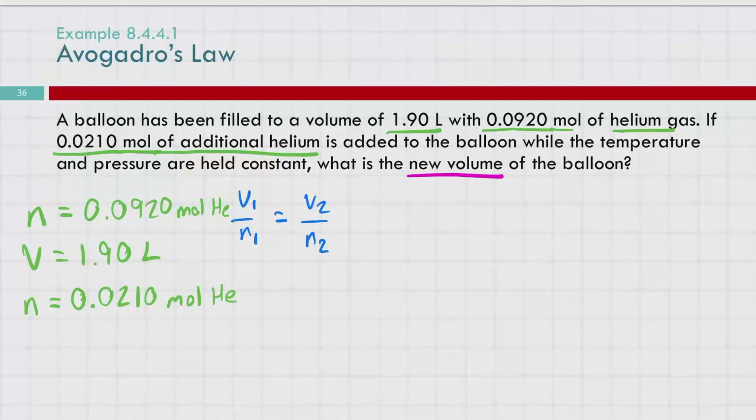But first, let's identify which of those two numbers of moles our volume pairs with. We've got 1.9 liters. Does it go with the first mole number or the second mole number? Which of those is it linked to? It goes with the first one. They show up right next to each other in the problem: 1.90 liters with 0.092 moles. So I'm giving those the label 1. You could give them the label 2. It doesn't matter, just as long as they stay together.